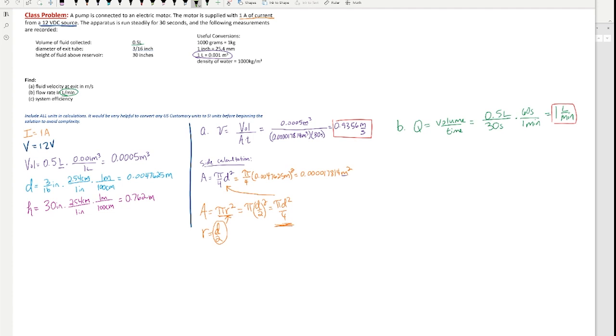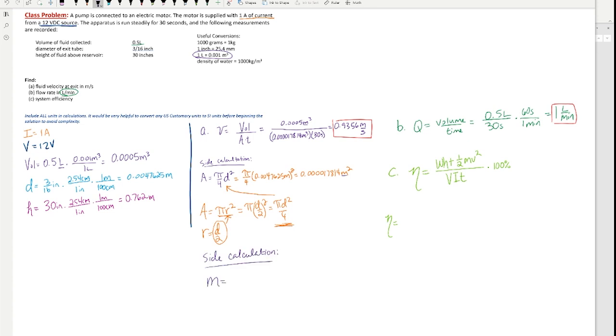We're asked to find the system efficiency. So efficiency, again, is energy out over energy in times 100%. Our energy out is our potential energy, which is weight times height, plus our kinetic energy, which is 1/2 mass times velocity squared, over our electrical energy that's put into the system, which is voltage times current times time, times 100%. So our efficiency is equal to our weight. Remember, weight is mass times gravity. We haven't found our mass yet, so we need to do another side calculation.